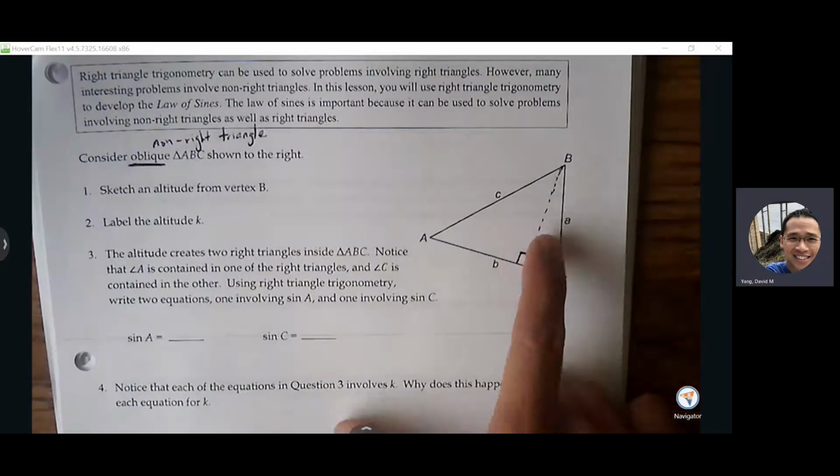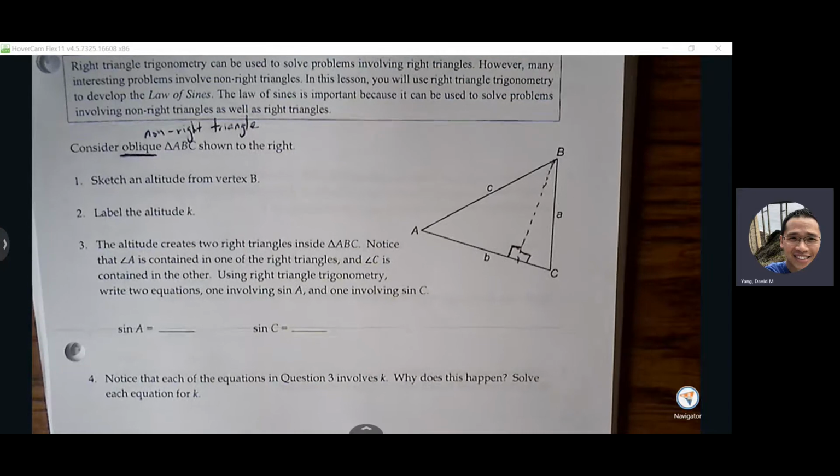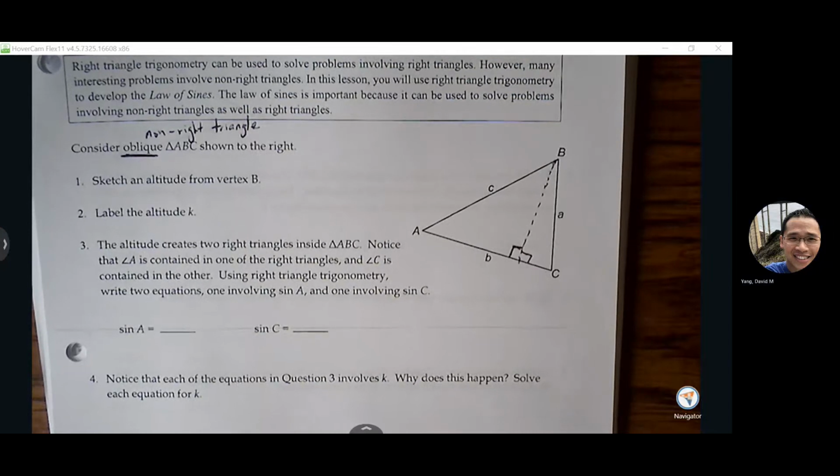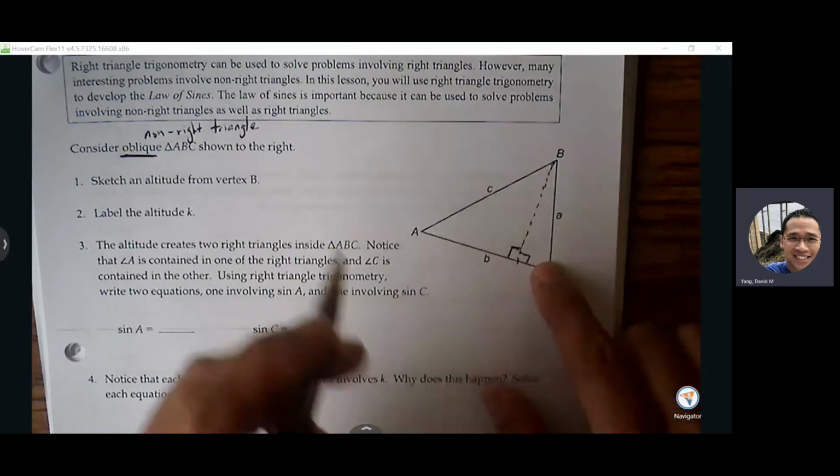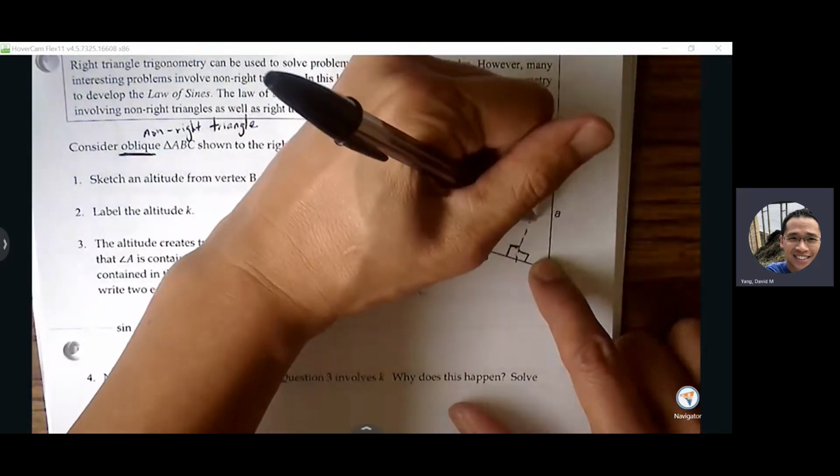We should be able to create two right triangles. The whole point right now is we're going to try to create this rule that we're going to be using called law of sines. We're going to label this altitude.